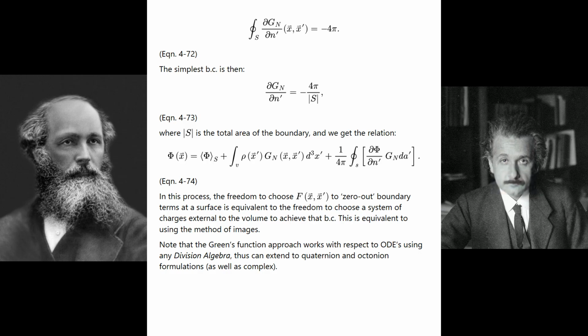Equation 4-74. In this process, the freedom to choose F to zero out boundary terms at a surface is equivalent to the freedom to choose a system of charges external to the volume to achieve that BC. This is equivalent to using the method of images. Note that the Green's function approach works with respect to ODEs using any division algebra, thus it can extend to quaternion and octonion formulations, as well as complex.